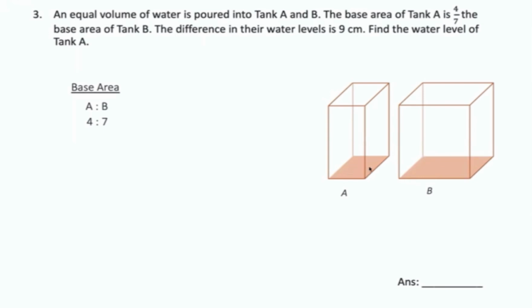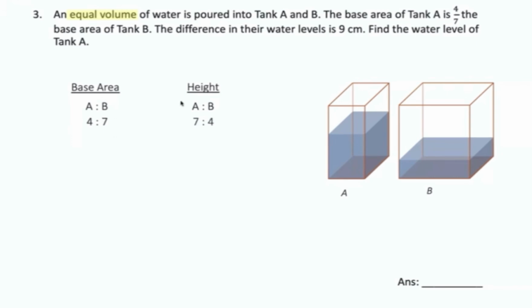But if they both receive the same amount of water, then I will expect the height of the water in A must be more than the height of the water in B. The water level in A must be higher than that of B if they both have equal amounts of water, right? So if the base area ratio is 4:7, then the ratio of the height will be opposite, 7:4.